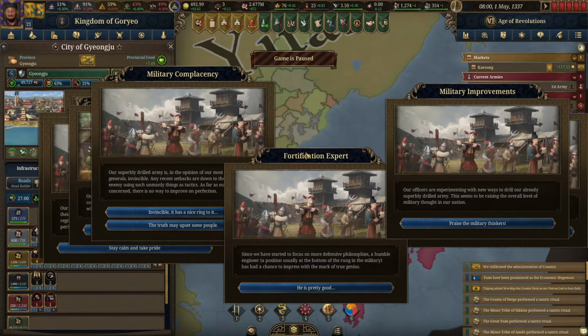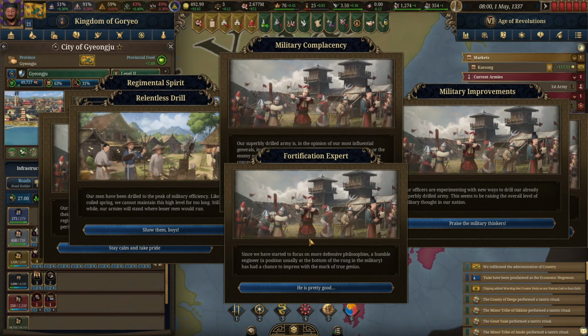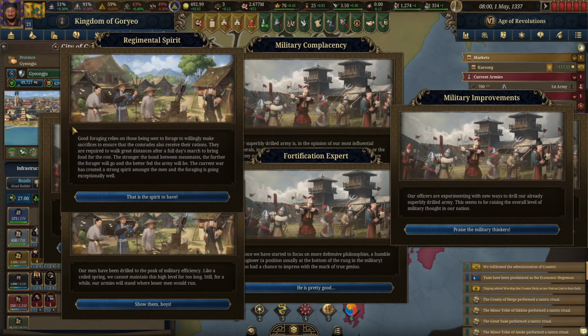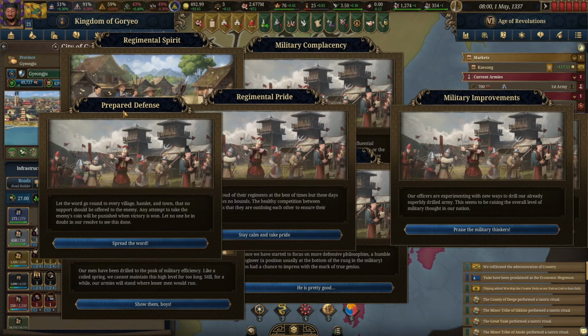When it comes to events for defensive, they have some negative ones that decrease prestige and stability, but they actually have quite a lot of good temporary modifiers.